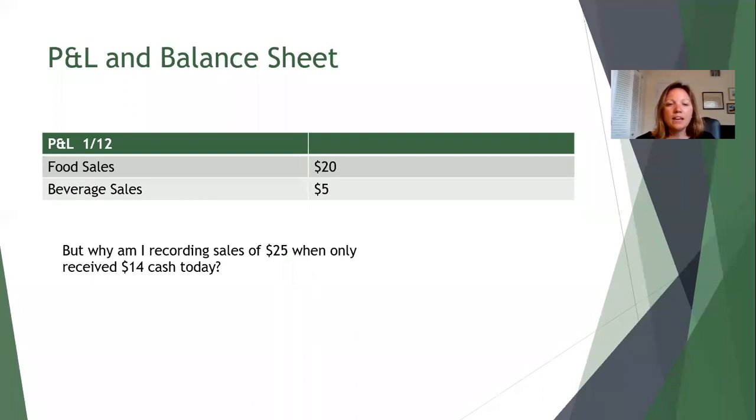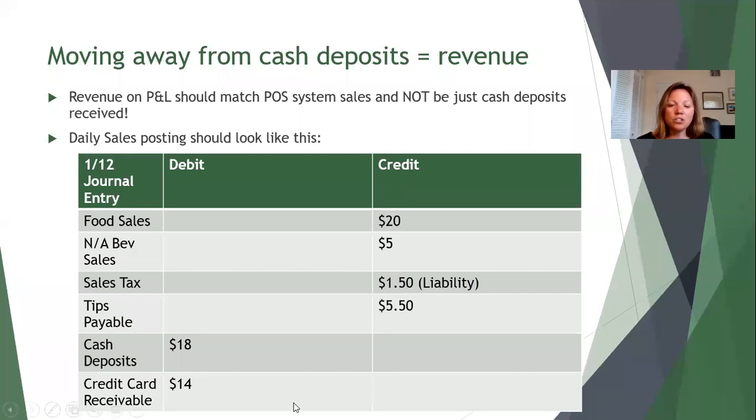Okay, so again, P&L versus my balance sheet, so my food sales and my beverage sales. Why am I recording $25 when I only received $14 today? Going back to my journal entry, of this $25 of sales, I've actually only got in hand my cash deposits. I don't have that credit card receivable yet. So why am I recording it as sales? Again, it's when we earn it. So that's the big thing. All my revenue should be recorded when we earn it.